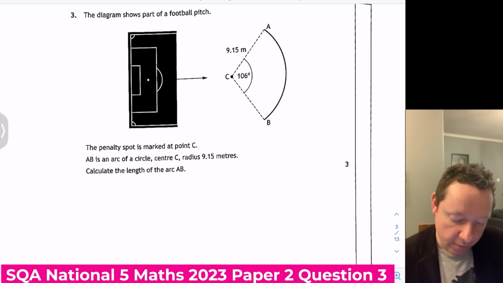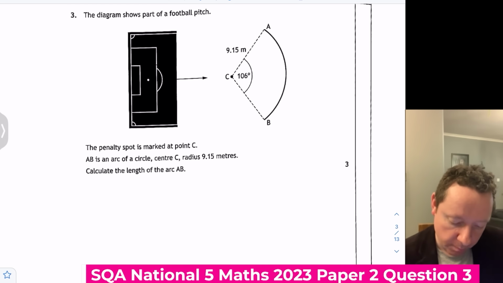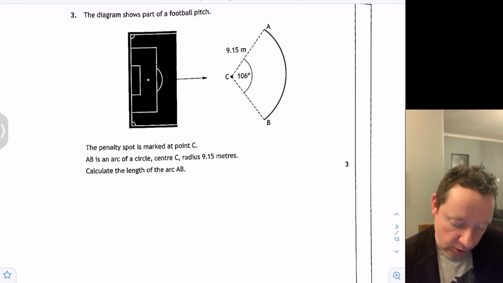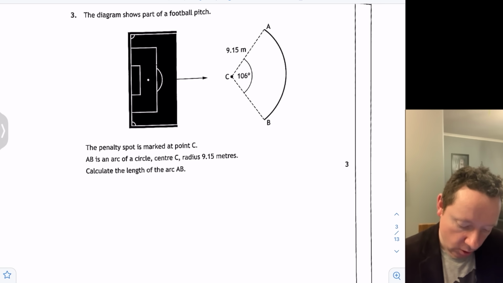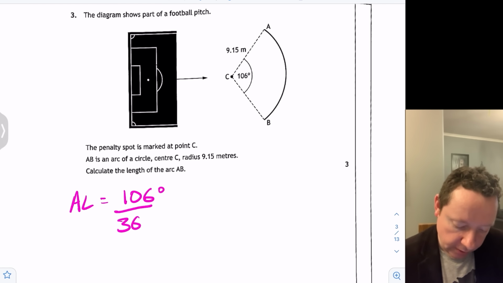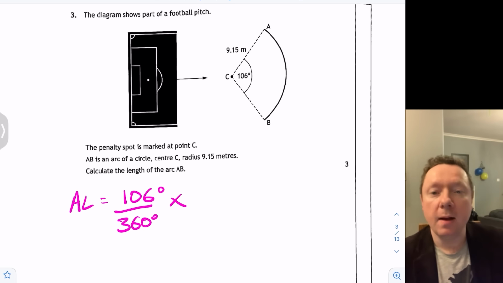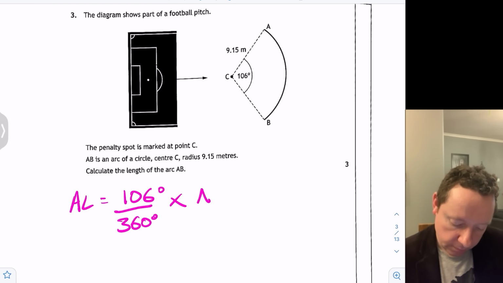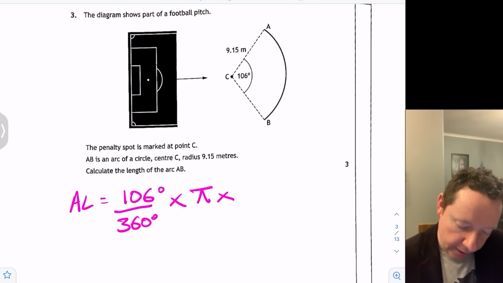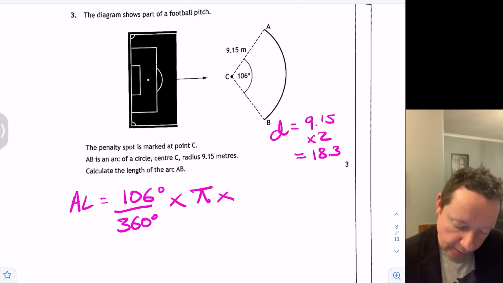SQA National 5 Maths 2023 Paper 2 Question 3. The diagram shows part of a football pitch. The penalty spot is marked at C. AB is an arc of a circle. Radius 9.15. Calculate the length of the arc. Arc length. So arc length is just angle 106 degrees out of 360 degrees times pi times diameter. So the radius is 9.15, so the diameter is 9.15 times 2, which is 18.3. So times 18.3.